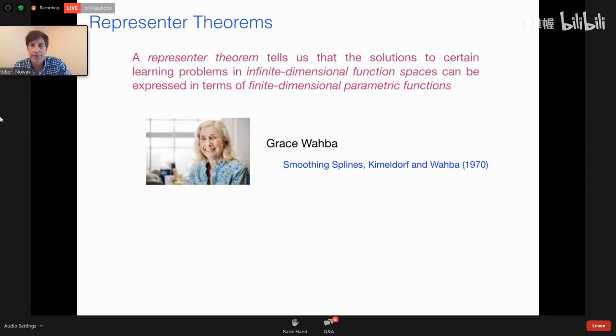This idea originates, the first instance of a representer theorem is in the famous work from Kimeldorf and Wahba, Grace Wahba, another super famous and wonderful data scientist from the University of Wisconsin. So you can see we have a great legacy here at Madison. She introduced this idea of representer theorems. And since then, it's obviously had a huge impact on machine learning and statistics and everything.